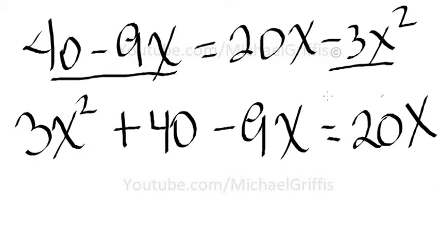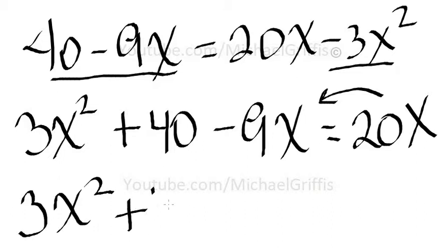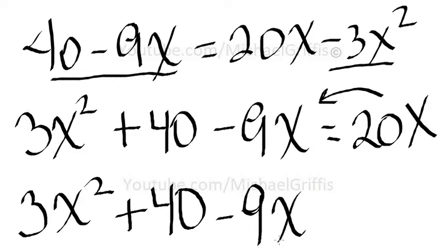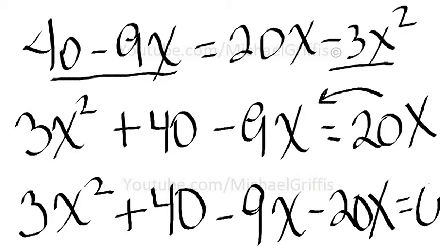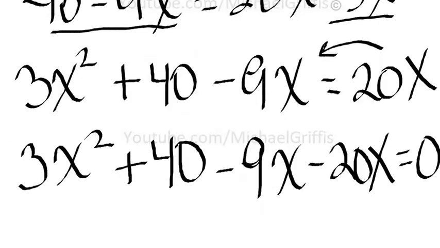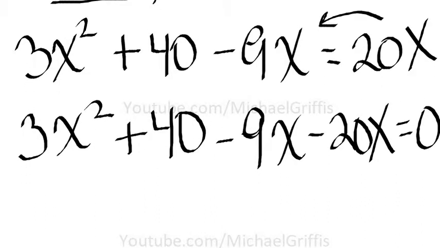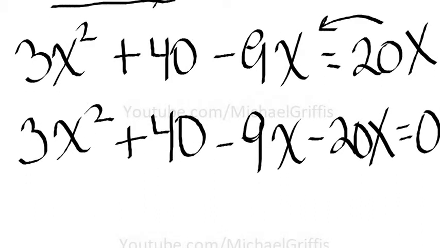Well, we need to get this 20x over here to the left. And that means we're going to subtract 20x from both sides. And that will leave us with 3x squared plus 40 minus 9x minus 20x. And that'll leave us now with nothing over on the right. Whoa, don't say nothing. 0. 0 wouldn't like it if you called him nothing.